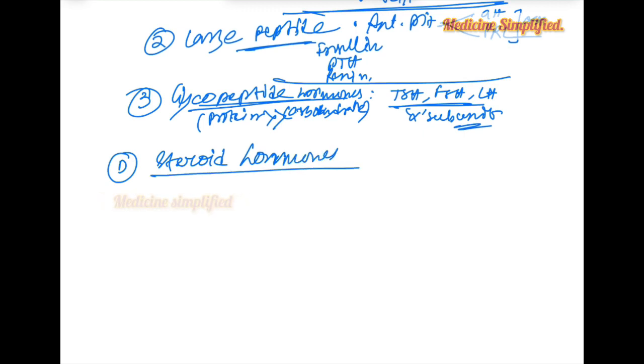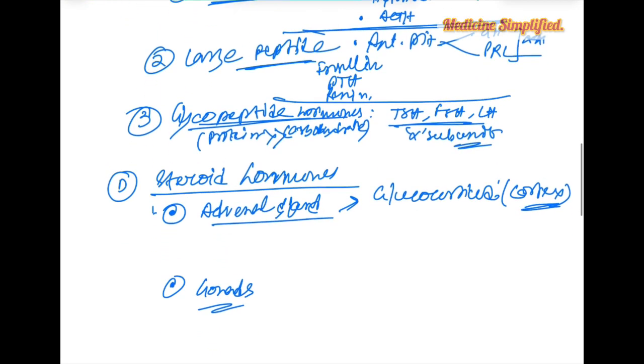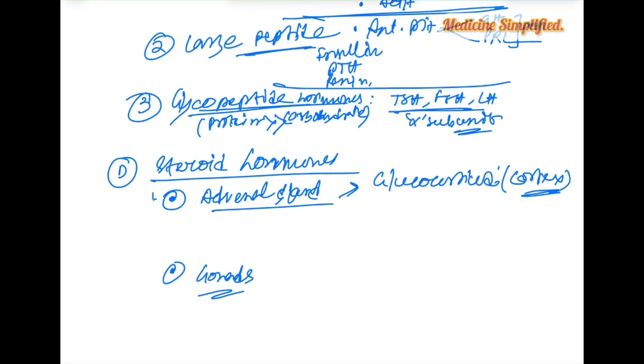Now comes D, steroid hormones. Steroid hormones are secreted from two places: one is the adrenal gland, and number two is the gonads. From the adrenal gland, mainly the adrenal cortex, glucocorticoid and mineralocorticoid are secreted. From the adrenal medulla, we have already discussed that adrenaline and dopamine are secreted, and they are derivatives of tyrosine.